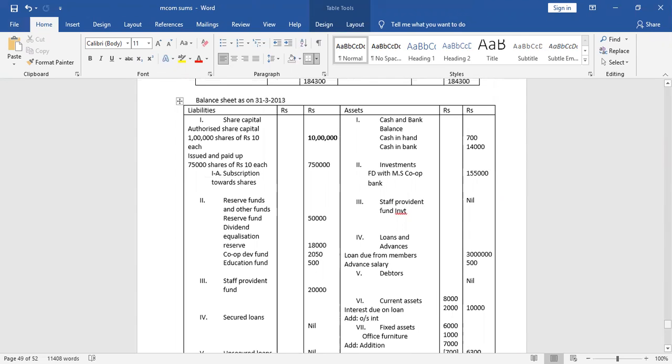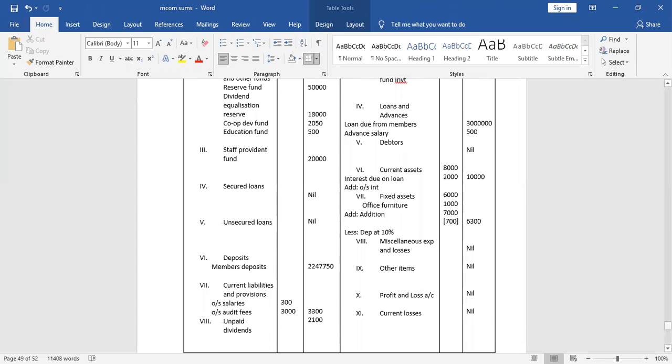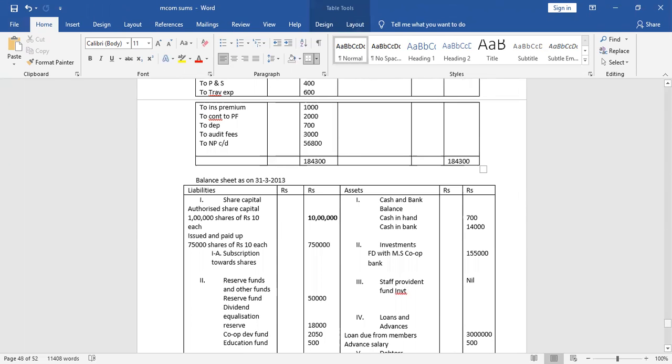700 plus 14,000 plus 1,55,000 plus 30 lakhs plus 500 plus 10,000 plus 3,600. With this sum is done.